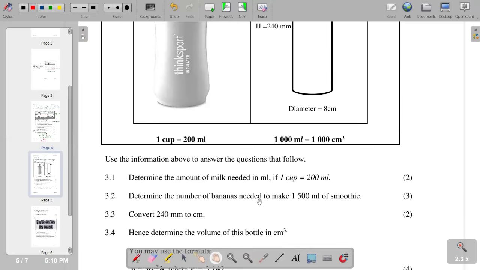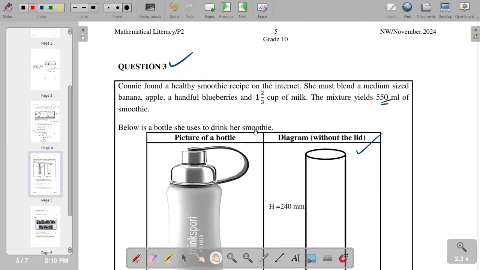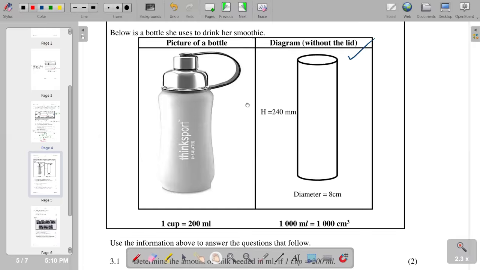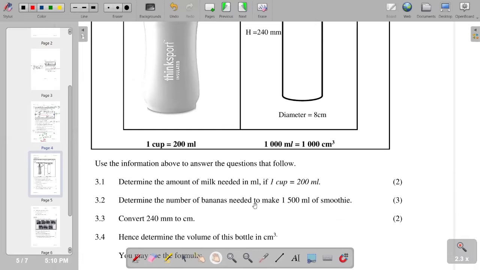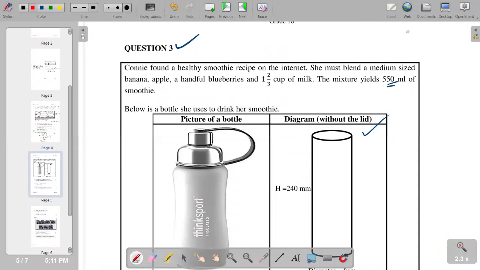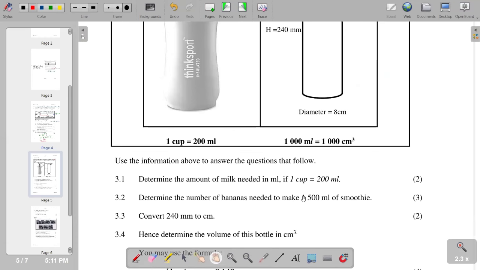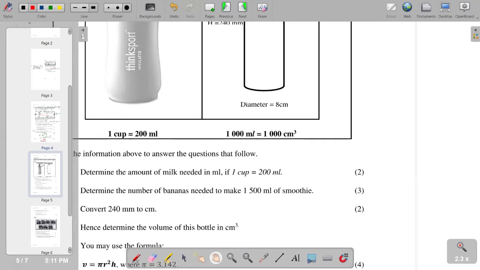3.2 is determine the number of bananas needed to make 1,500 milliliters of smoothie. So we go back again and see how many, according to the question, they need us to calculate a number of bananas needed to make 1,500 milliliters of smoothie. So we can see that 1 banana is indicated here, that she must blend a medium-sized banana. So 1 banana will make 550 milliliters. What about 1,500 is indicated?